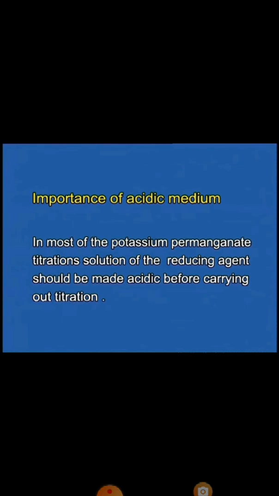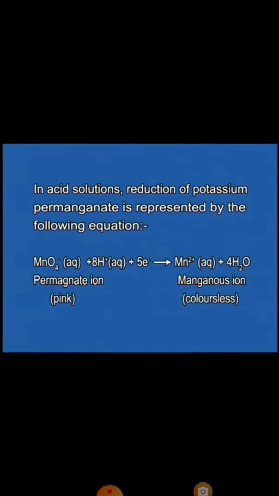Importance of acidic medium. Here in redox titration we will use an acidic medium. Why? We will learn here. In most potassium permanganate titrations, the solution of the reducing agent should be made acidic before carrying out the titration. In acid solutions, reduction of potassium permanganate is represented by the following reaction. See the equation.